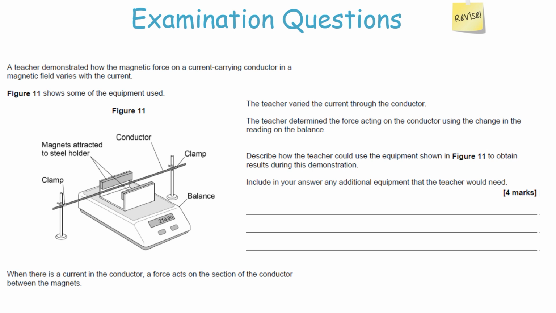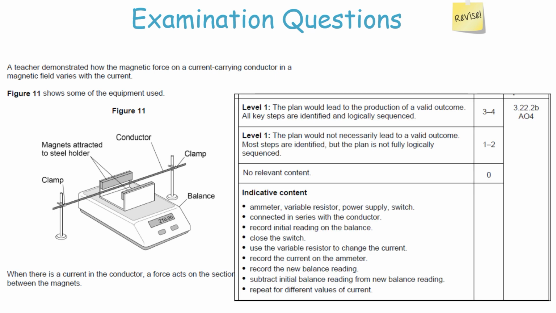Right, so it's very important that you can understand how you can work out F, the force. Now, like we mentioned before, force is equal to B, the magnetic field strength, times I times L. So what you would do is as follows. You would get your ammeter, your variable resistor, your power supply, and your switch. You connect them all in series and you will record the initial reading on the balance. You would then close the switch and then use the variable resistor to change the current, writing down what the value of current is on an ammeter.